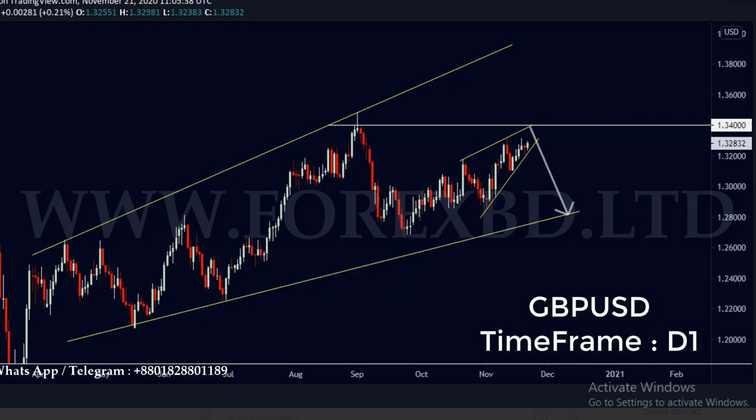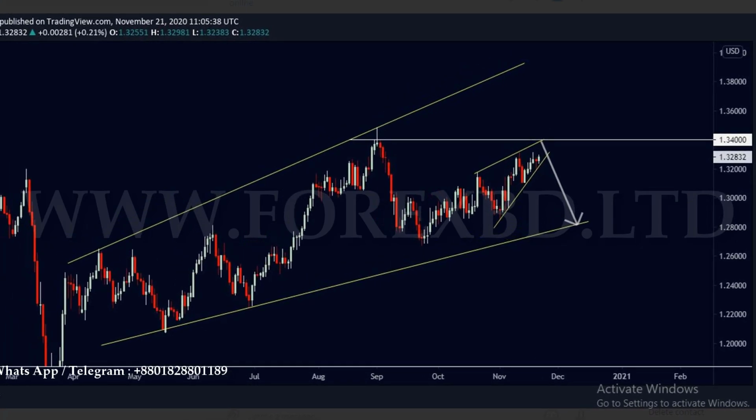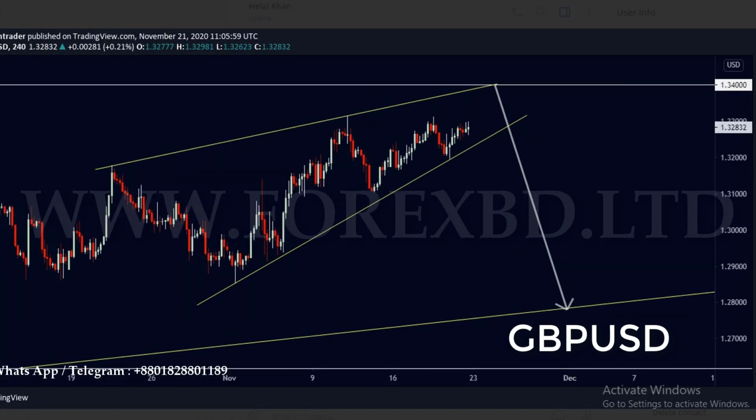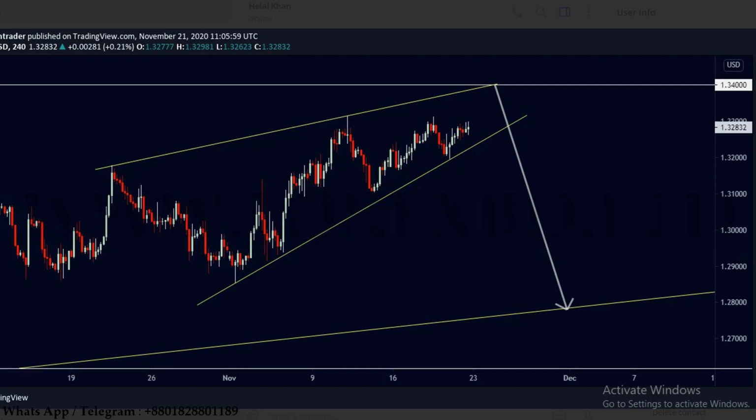The analysis we did so far was on long time frame. Now we will show you the analysis in short time frame in exactly the same pair. Here you can see our analysis. Here the market is giving a signal to go down from this resistance level. So hopefully the market will come up to this trend line.